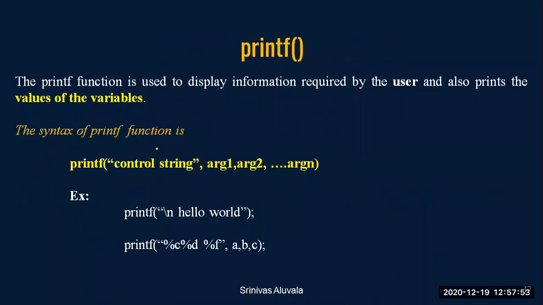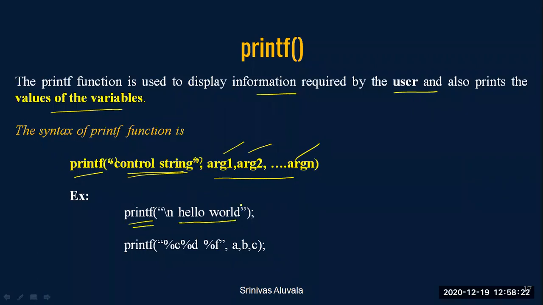So printf, as we have already been using, is used to display information required by the user on the screen, or values assigned to the variables on the screen. The control string, or the data whichever we want to display, is written within inverted commas and then followed by the variables. Example: printf hello world. Whatever is written within the inverted commas will be printed as it is, and you all know this slash n is used for new line.